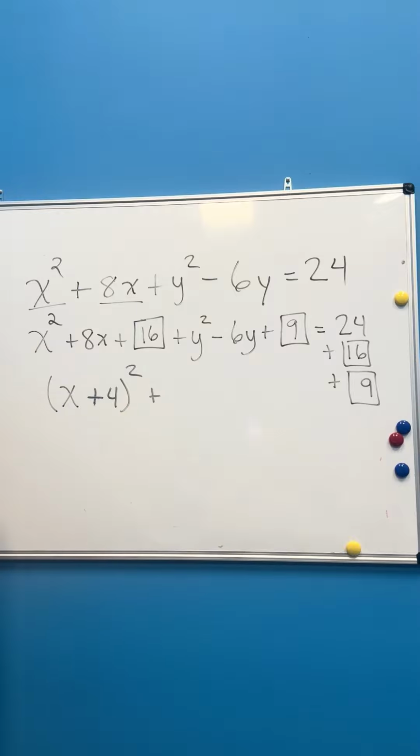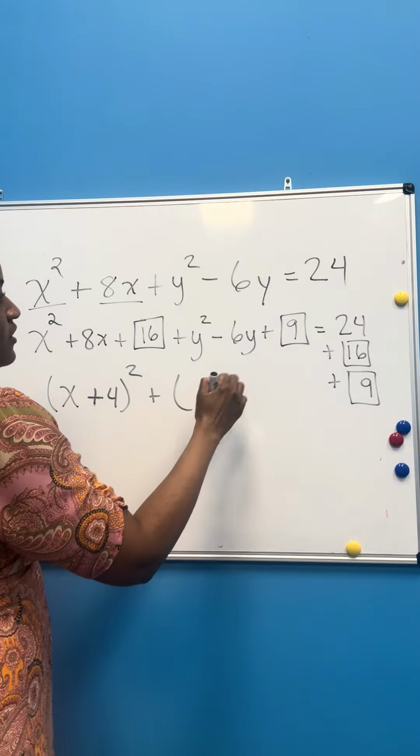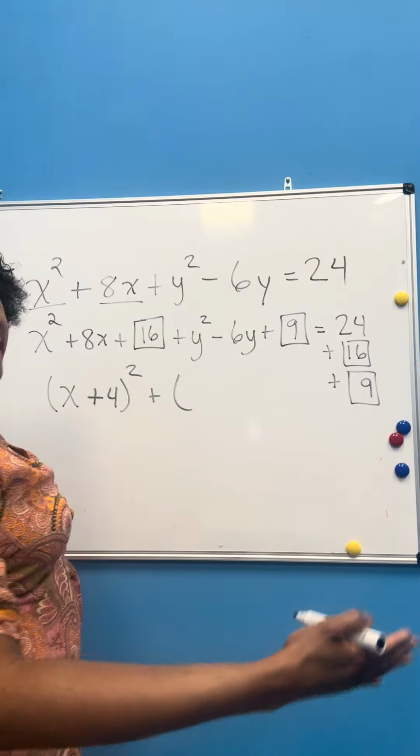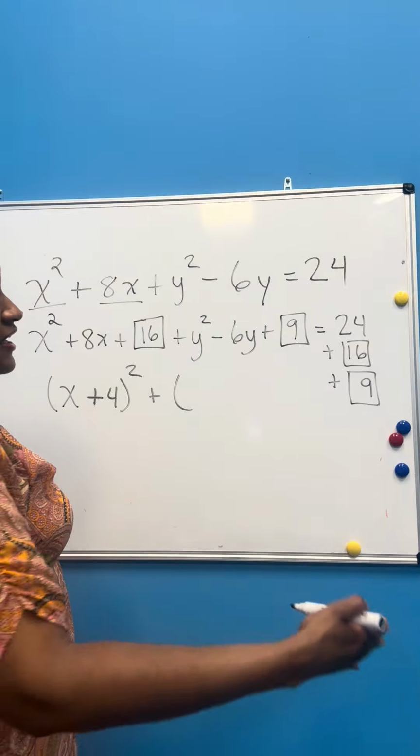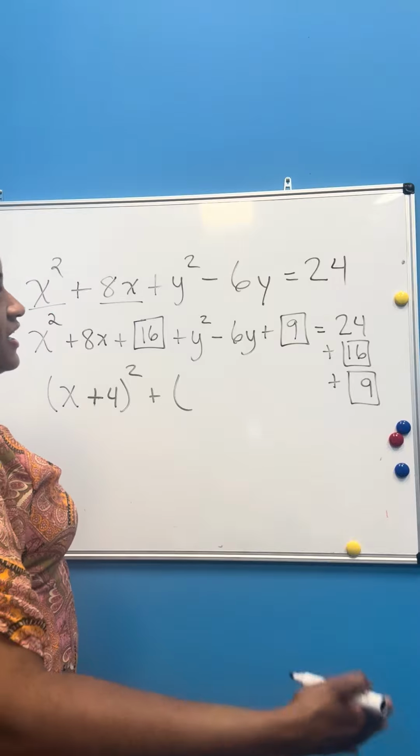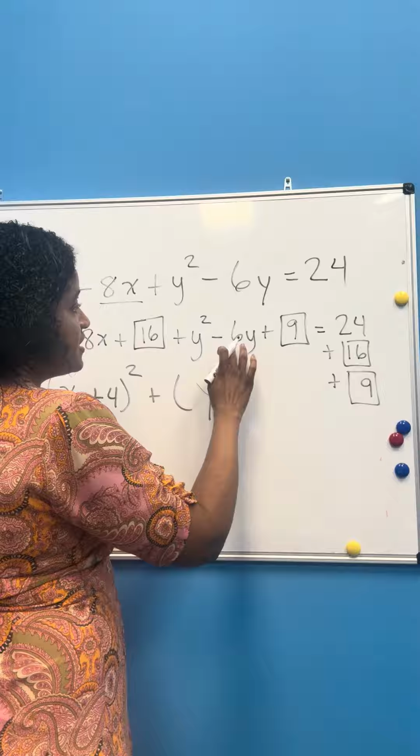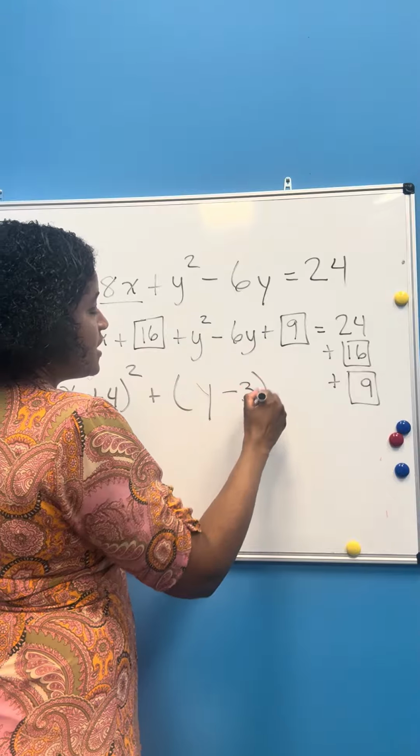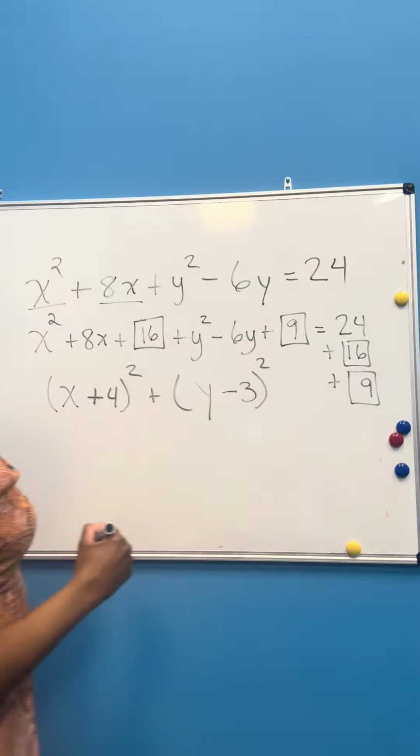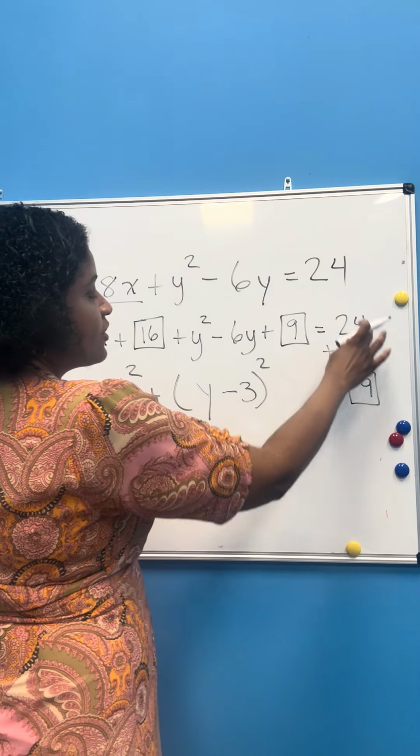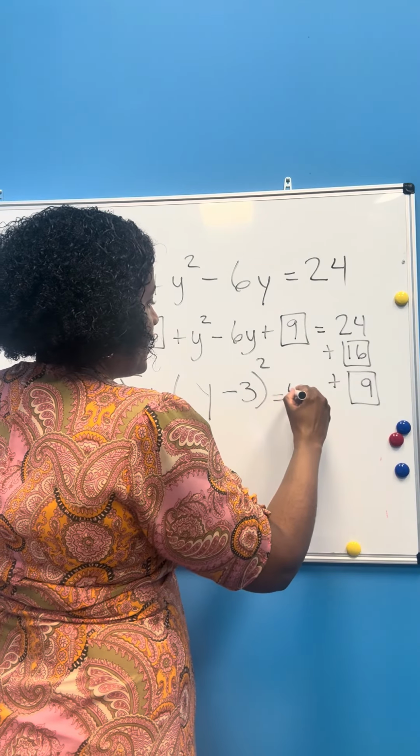And then we'll do the same thing here. Two numbers that multiply to give you 9 but add to give you -6. That's -3 times -3. -3 times -3 is 9, and -3 plus -3 is -6. And if you remember, when we did this, -6 divided by 2 was -3. All right, now to add, we get 24 plus 16 plus 9, which is 49.